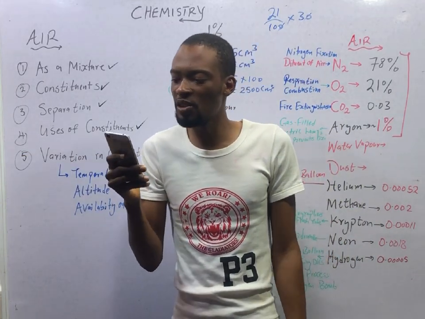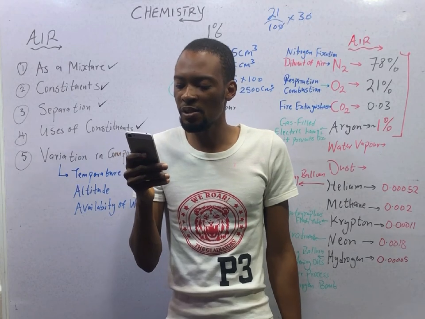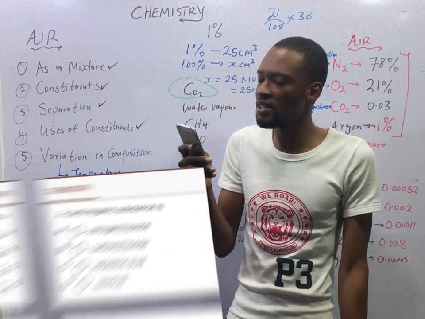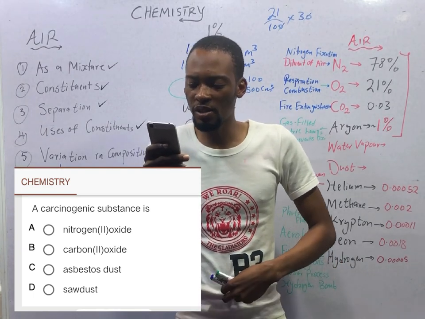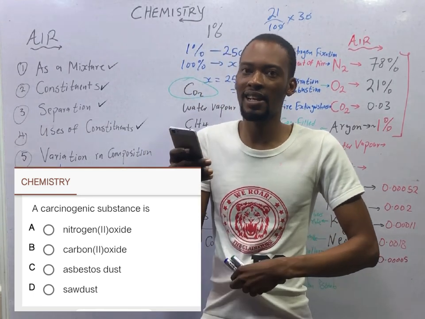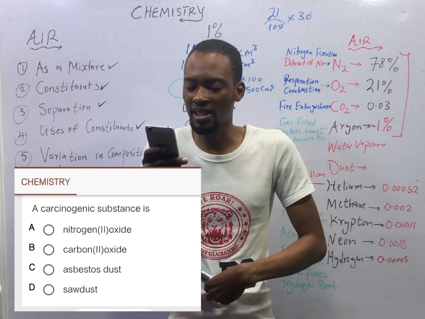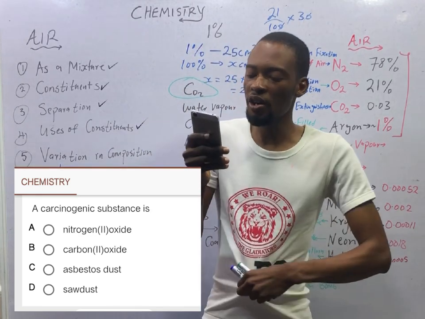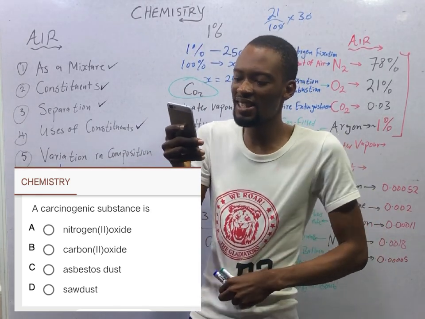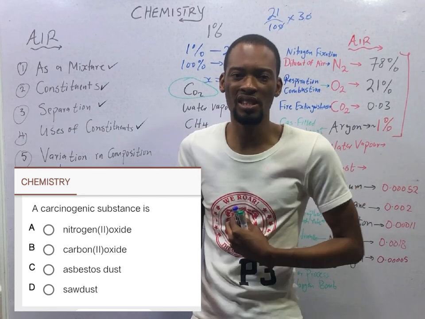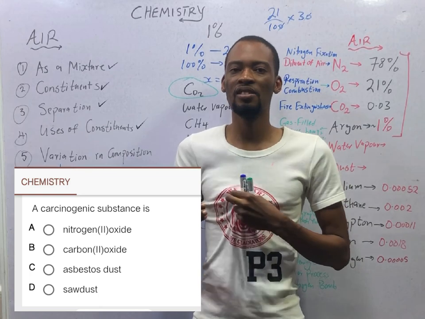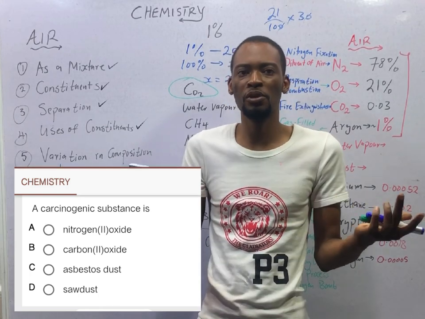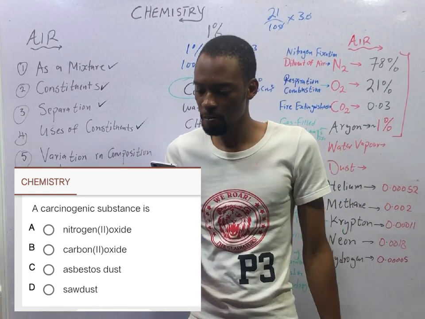A carcinogenic substance is simply an asbestos dust. Option C is the one that is carcinogenic. An asbestos dust is carcinogenic, and a carcinogen is any substance, radionuclide or radiation, that is an agent directly involved in causing cancer. So all these can cause cancer.